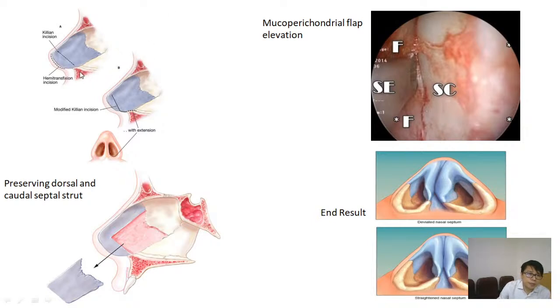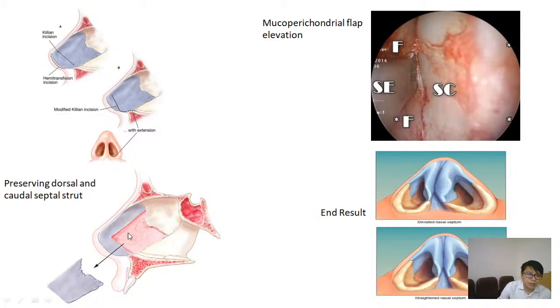So we can approach by giving different types of incision. The most commonly followed is either hemitransfixion or Freer's incision or Killian's incision. Killian is where we give the incision deeper inside, whereas in the hemitransfixion or Freer's incision we just give it at the caudal end of the septal cartilage, the quadrangular cartilage. After that we elevate the mucoperichondrial flap, that is the mucosa with the perichondrium, and directly it is the cartilage, and just remove the deviated part of the nasal septum or rearrange it so that the septum comes to the midline.